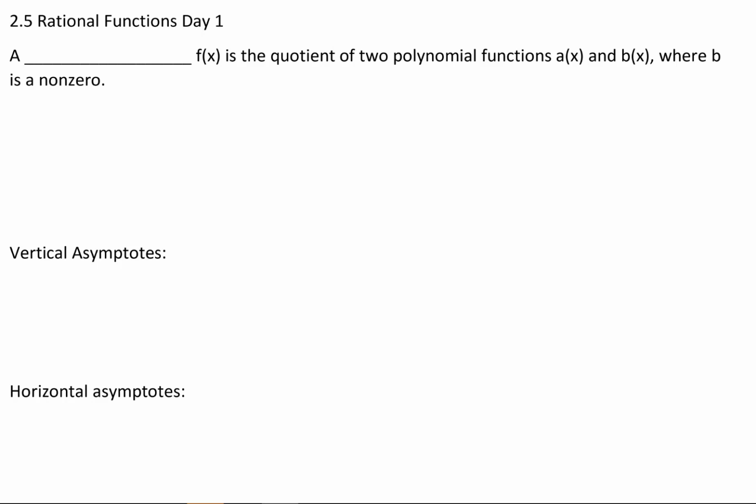Rational functions. So today we're just going to go through a lot of rules that we'll be able to apply. So a rational function, f of x, is the quotient between two polynomial functions. I've written an example down below where we have a of x in the numerator and b of x in the denominator. So a of x is its own polynomial and b of x is also its own polynomial. What's important is that b of x has to be non-zero. So we can't have a zero in the denominator because then the entire function would be undefined.